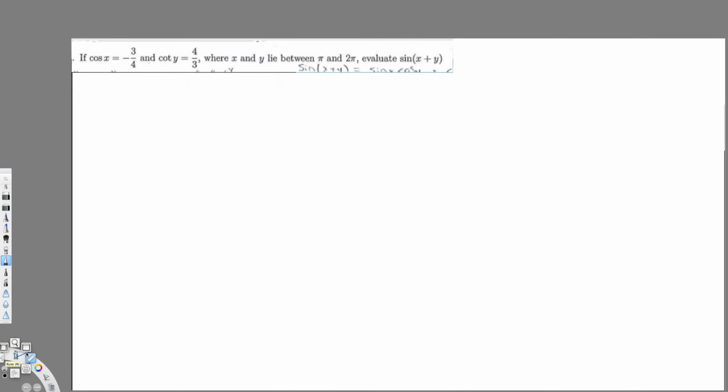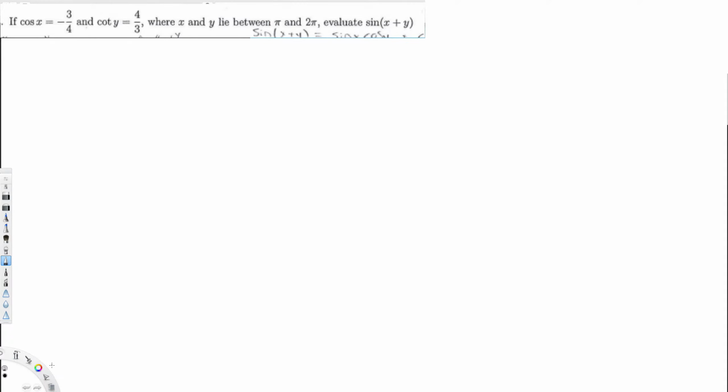Let's do this problem. The question is asking: if cos x is equal to minus 3 by 4 and cot y is equal to 4 by 3, where x and y lie between π and 2π, evaluate sin(x + y). So first of all, we have to draw a graph right here.